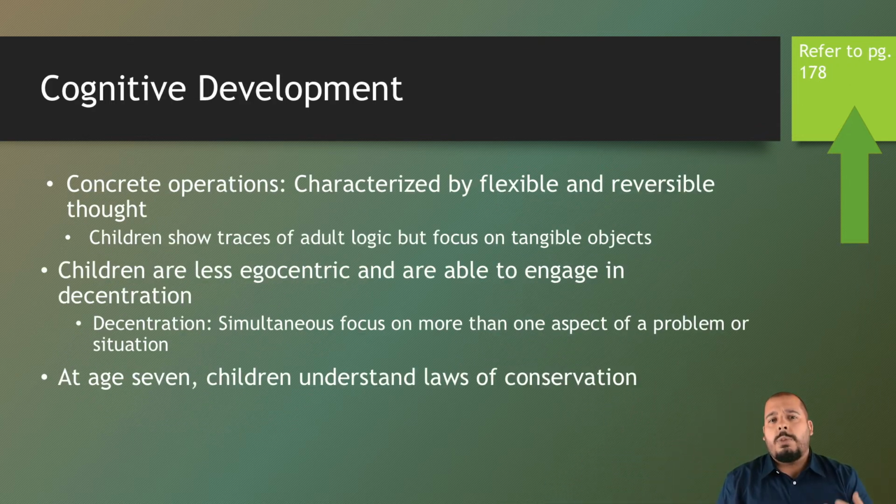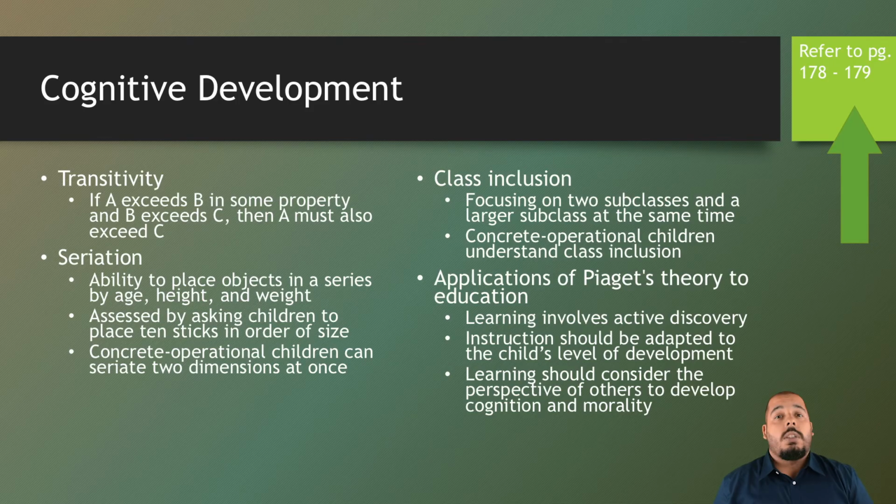Last thing I will cover from chapter 9 is the third stage of Jean Piaget's cognitive developmental theory, concrete operations. Children in middle childhood are in the concrete operations stage. They have developed an understanding of conservation and are decentered. They can focus on more than one aspect of objects, problems, or situations. This stage is also characterized by a child's ability to think using transitivity, seriation, and class inclusion.